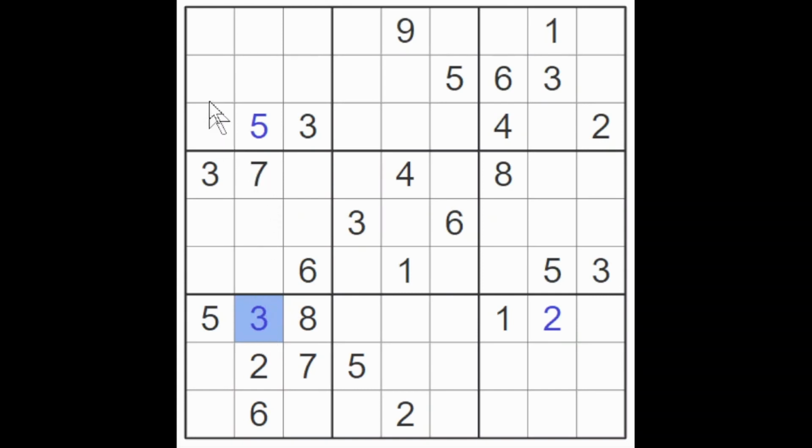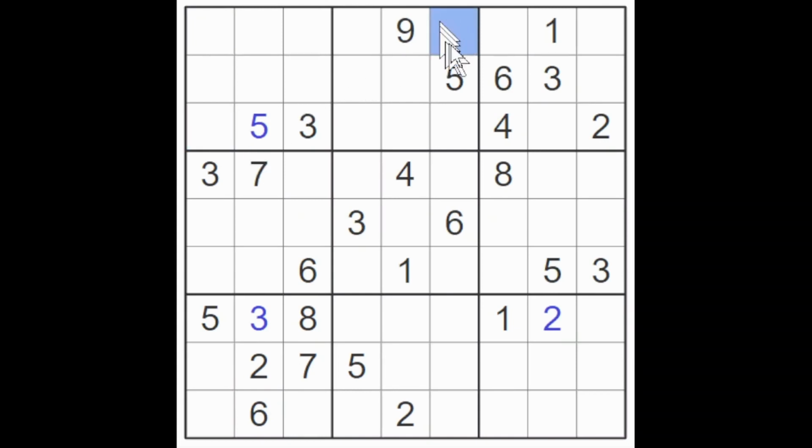I can see a 6 and a 7 going into these 3 cells here. There's a 7 here, and there's a 7 here, and there's a 6 here, and there's a 6 here. So no more 7s and 6s can be in these 2 columns. So the only place for a 6 and a 7 is going to be in these 3 cells.